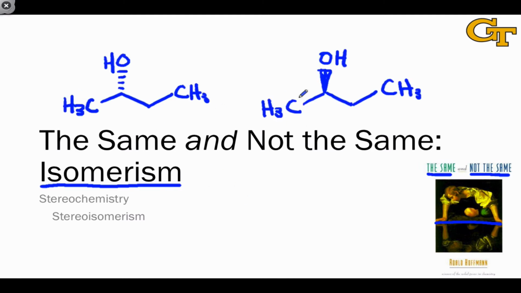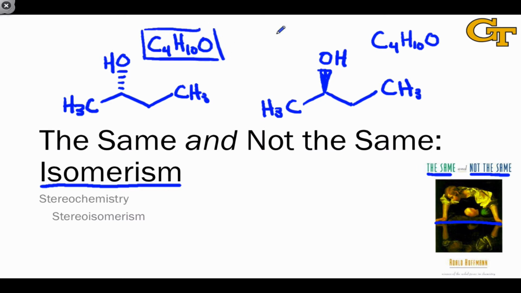For example, consider the two isomers of 2-butanol that I've drawn here. In many respects, they're the same. They have the same molecular formula, C4H10O in both cases. Ignoring the wedged and dashed groups at the stereocenter, they have the same connectivity. For these reasons, under some circumstances, they will behave the same way.